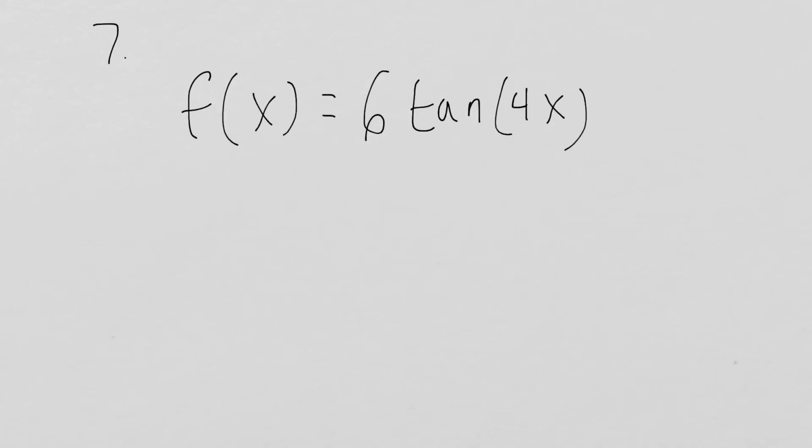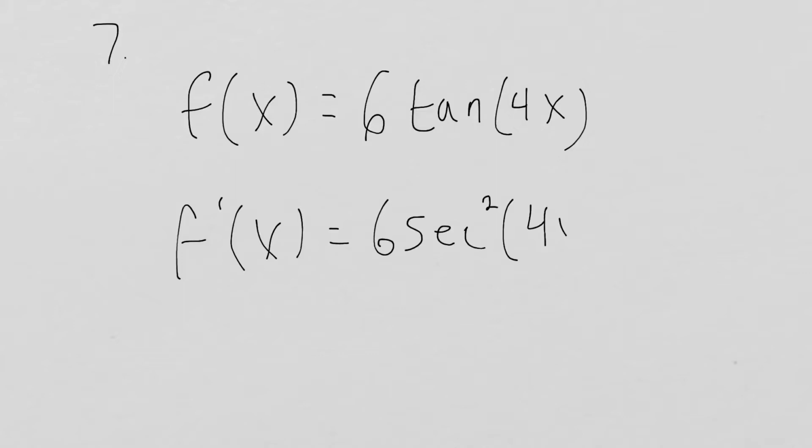Going back to the chain rule, 6 tangent 4x. The outside function is 6 tangent, the inside function is 4x. So f prime is going to be the derivative of the outside function, which is 6 secant squared 4x, and then now we have to multiply by 4, which is obviously 6 times 4 is 24, so we get 24 secant squared 4x. So that is answer C.